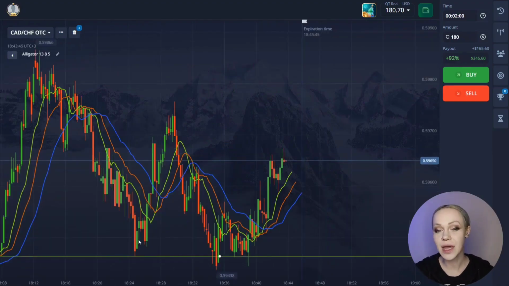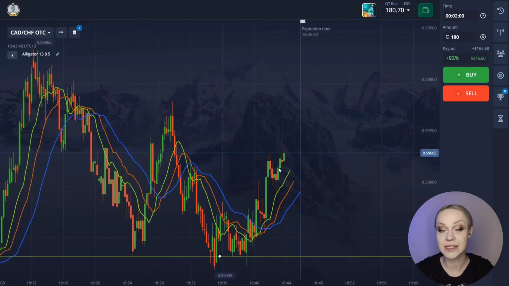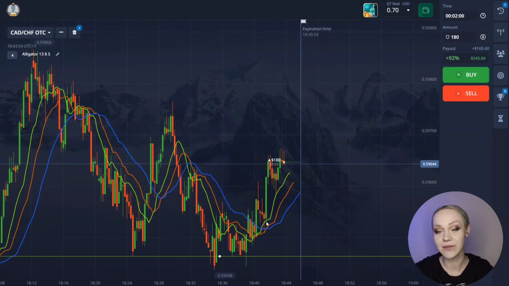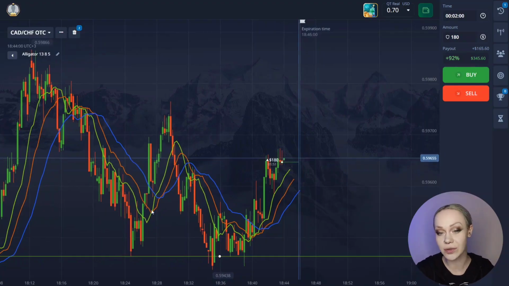Here the price made a good upward rebound from the support level. In such a case, we will open a trade for a raise for 2 minutes. Since the green line of the indicator is located at the top and earlier the price has already shown good growth from this level, now we see a reaction.